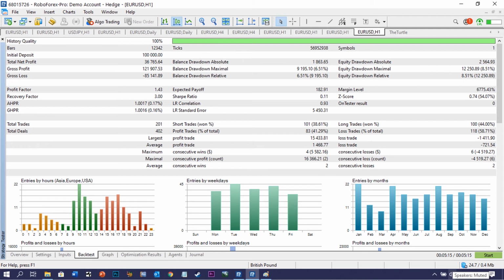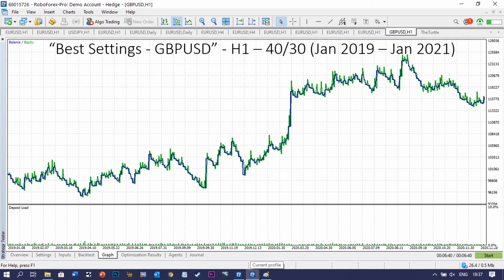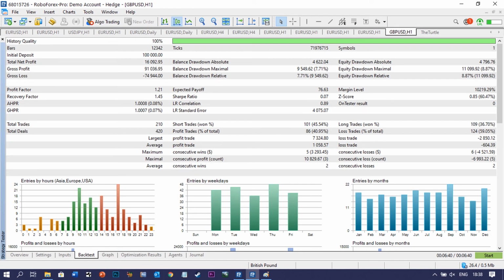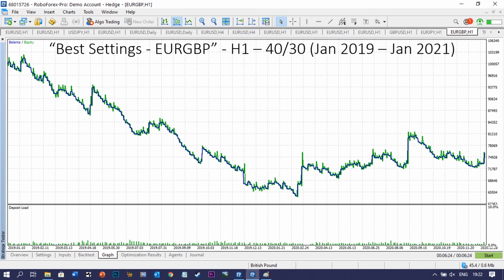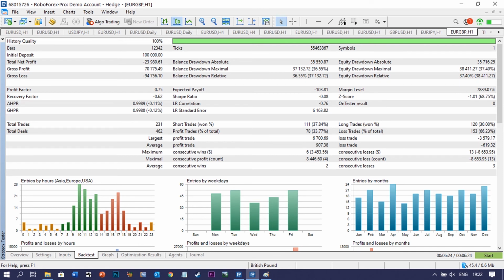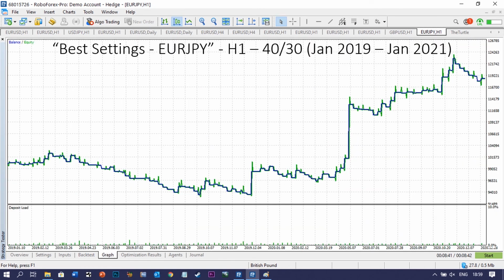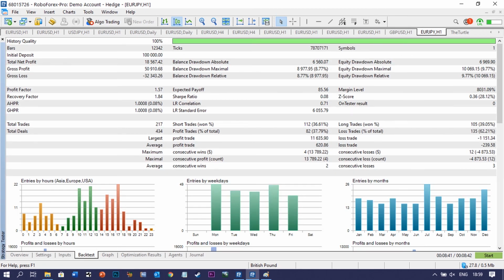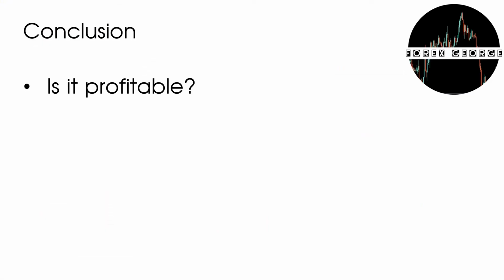Now, if we traded some different currency pairs using these settings, the results look quite nice. If we traded the pound US dollar on the 1 hour 40-30 system, we made around about 16% profits. And if we traded the euro pound, we unfortunately made quite a big loss. You would have lost 23.9%. If you traded the euro yen, you once again would have made a nice profit. This is a 18.5% profit.